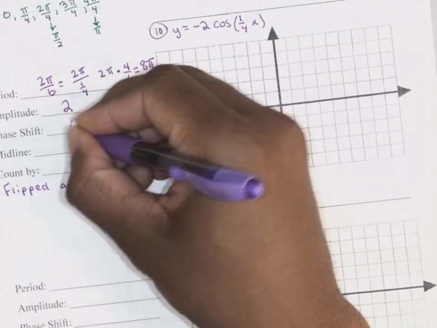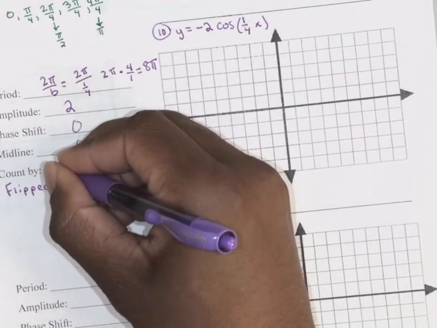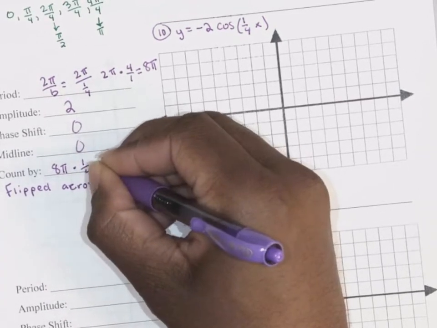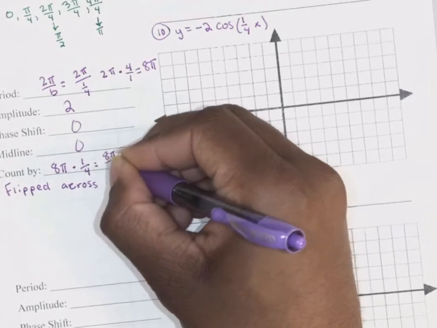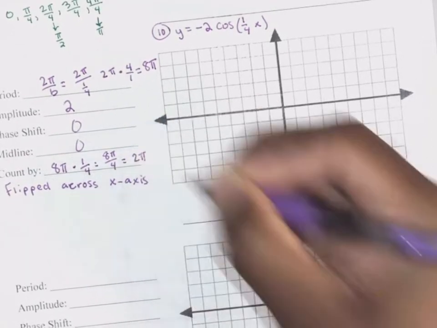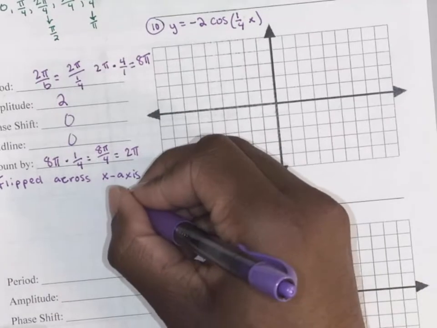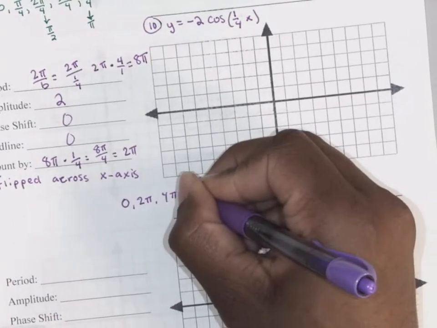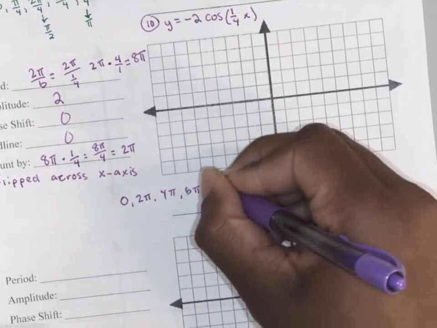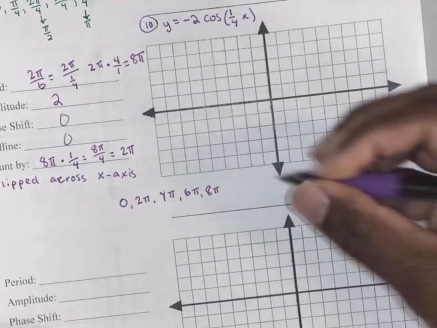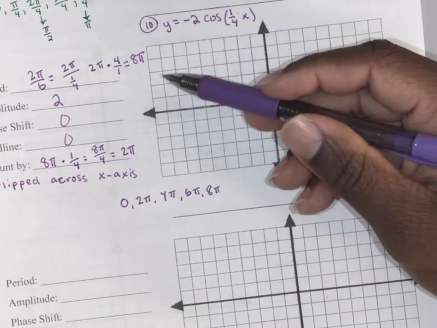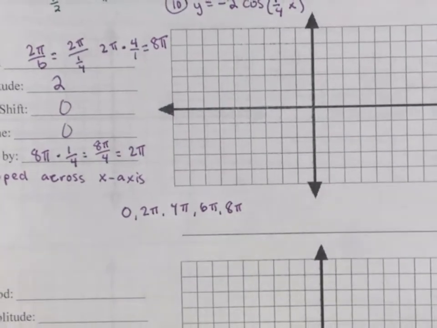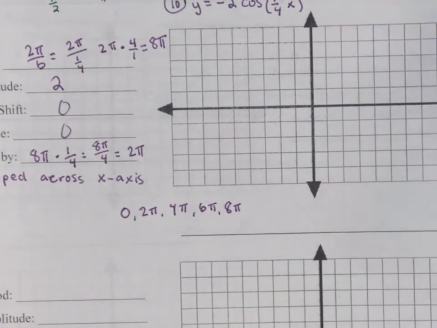All right, 0, 0. Count by 8 pi times 1 over 4 equals 8 pi over 4 equals 2 pi. So my count by will be 0, 2 pi, 4 pi, that's the halfway point, 6 pi, and then my fifth point that finishes my period is 8 pi, and that makes sense because that's where my period should end up at, 8 pi.